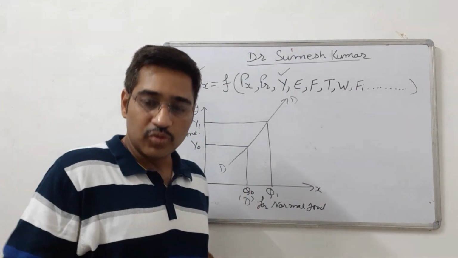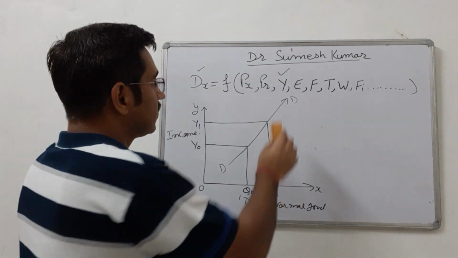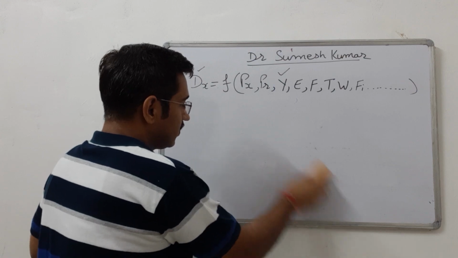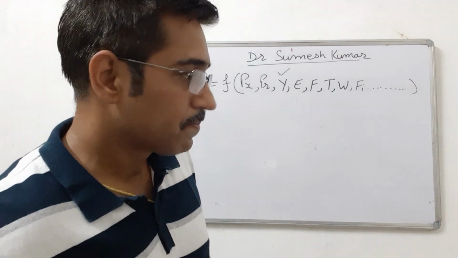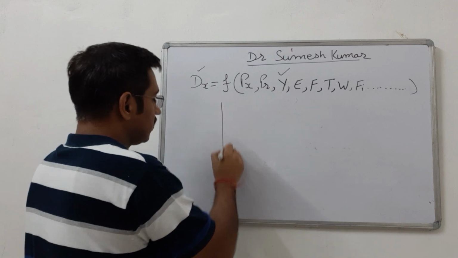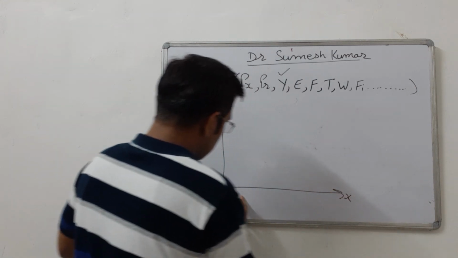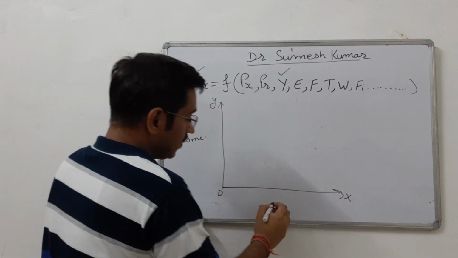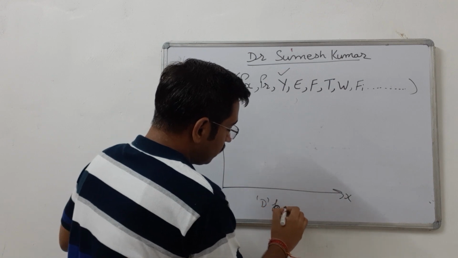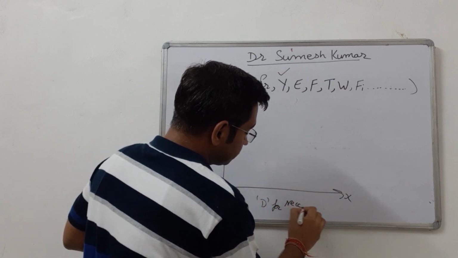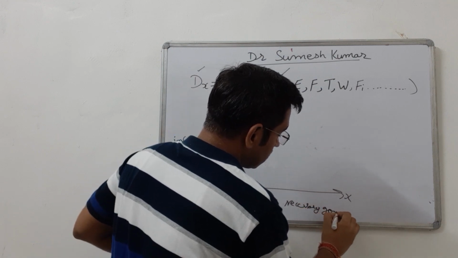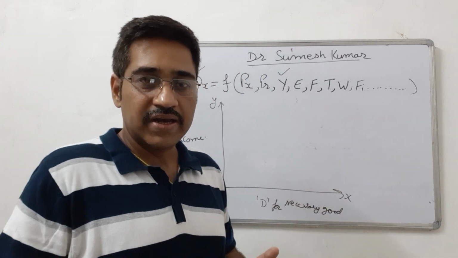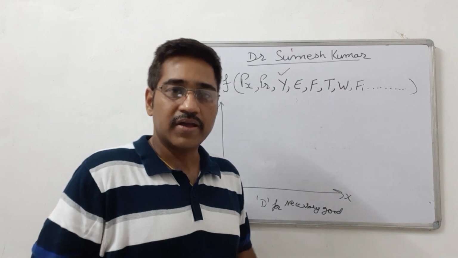Now what are the other two cases? The next type of commodity that we take is demand for necessary goods. Now, this is the OX and OY axis, income again on the OY axis, and demand for necessary goods. And what are necessary goods? Those that we use in our routine, and that are important in our routine life.